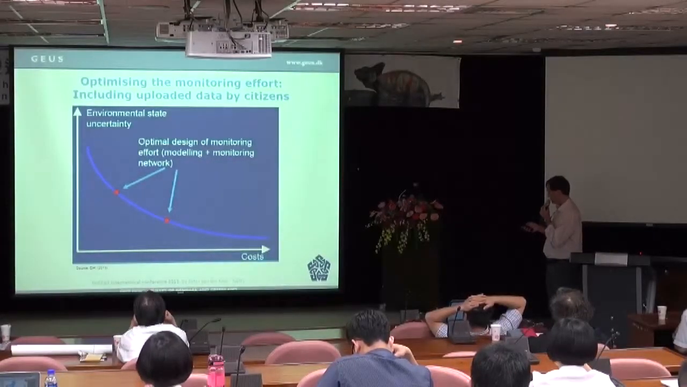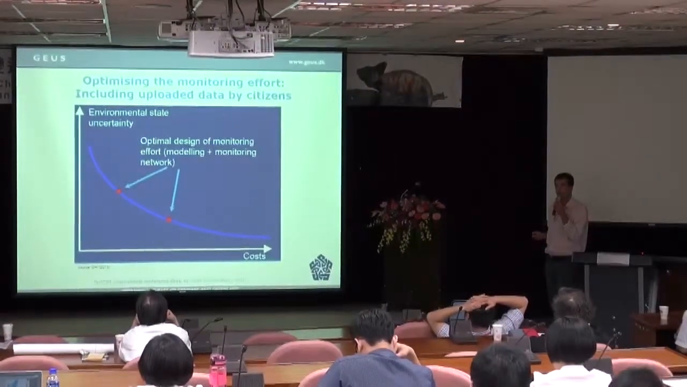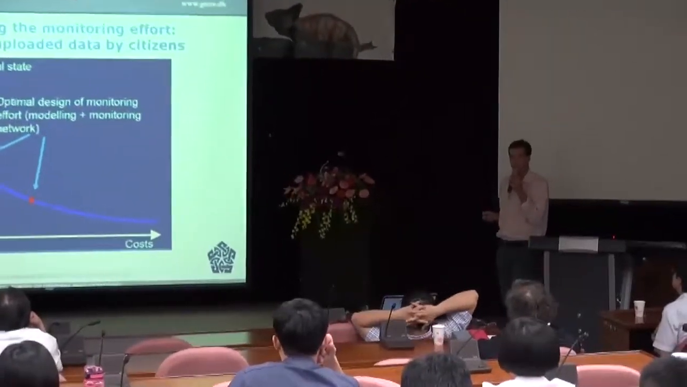So it's much about how to optimize your network, and in this way, in a relatively economical way, you can make your observational network much larger and much denser than it was. You can see in this picture that your cost and your environmental state uncertainty will decrease. So you will know more about your system and flooding hazards, and do it in an economical way.